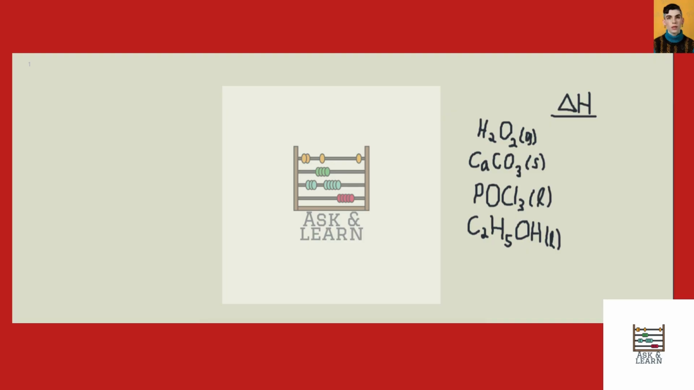All right, guys, we're going to be doing problem number 70 in chapter 5 of Chemistry: Essential Science. So we're going to be looking at these four compounds right here: hydrogen peroxide, calcium carbonate, POCl3, and C2H5OH. We're going to write the balanced equation for the formation of these compounds, and then we're going to look up the delta H value. So let's start with hydrogen peroxide.